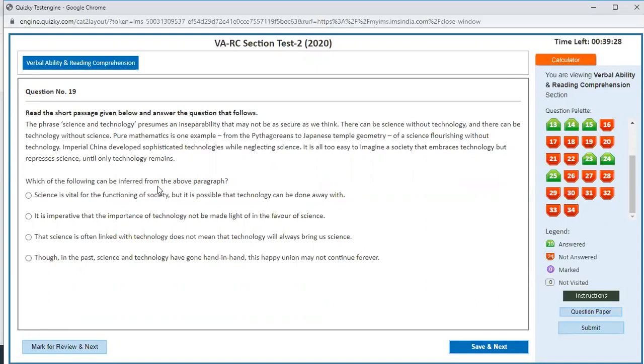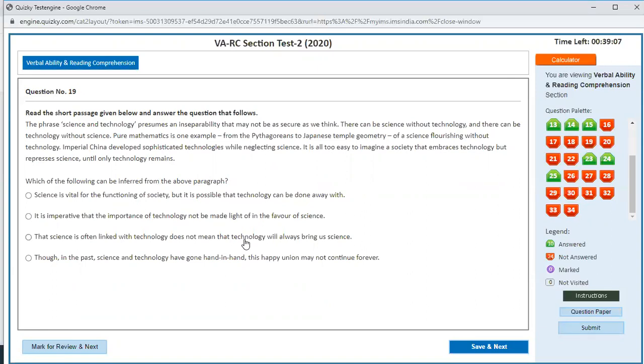The following can be inferred from the passage. Science is vital for the function of society, but it's possible technology can be done away with. No. It is meant that important technology may not be made light of in the favor of science. Okay. That science is often linked with technology does not mean technology will always bring us science.